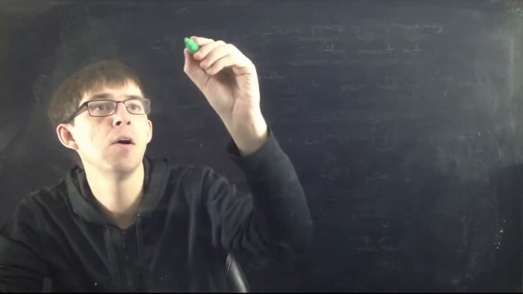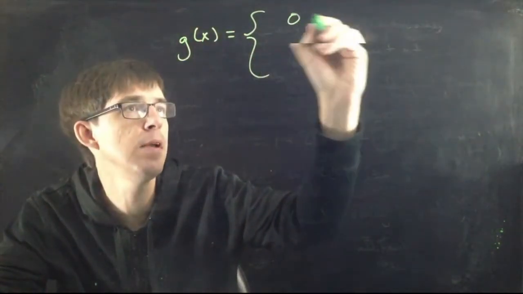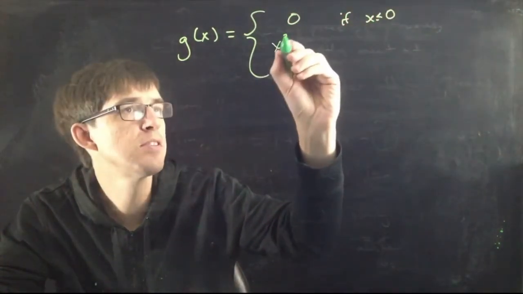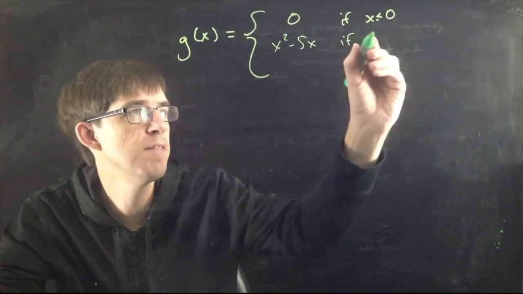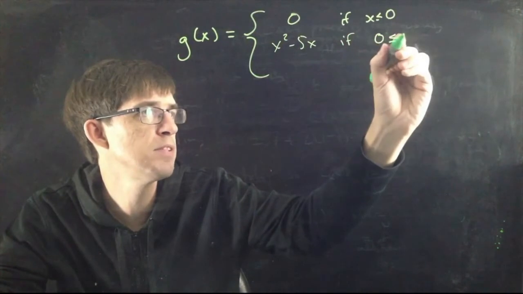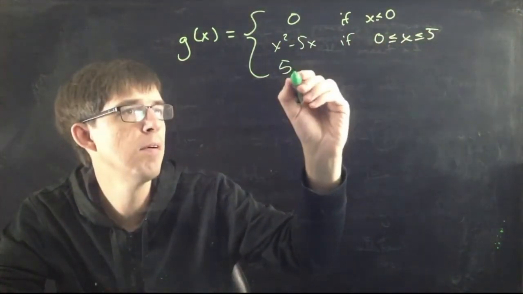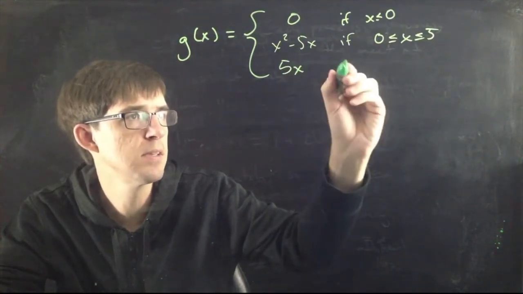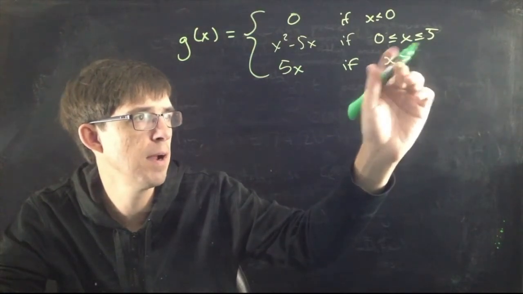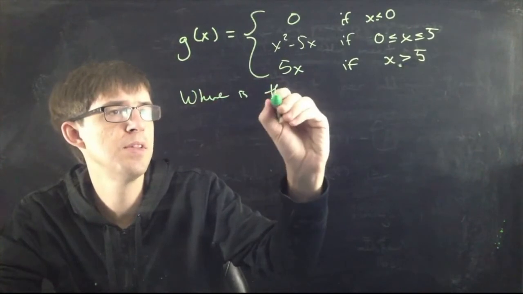One more, let's check it out. How about this one has 3 pieces? Can you believe it? 0 if x less than or equal to 0. x squared minus 5x if 0 less than or equal to x less than or equal to 5. And 5x if x greater than 5. Where is this continuous?